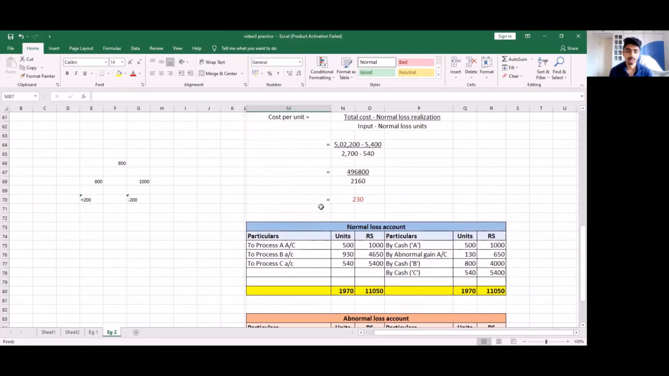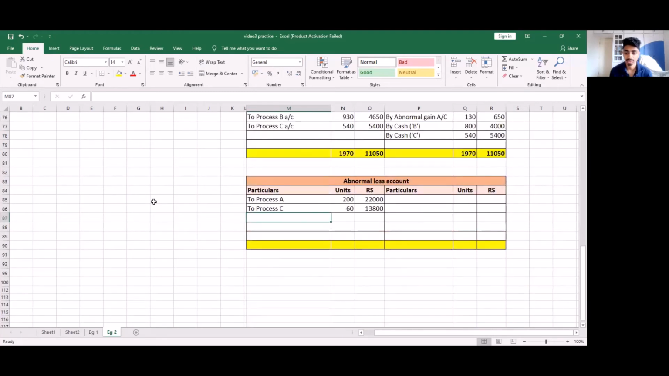Now, it is important to understand that in case of an abnormal loss, even these extra 200 units will realize a scrap value. So our normal loss of 800 realizes a scrap value, and we assume that even these 200 units of abnormal loss will realize a scrap value unless mentioned otherwise. So here we are going to mention by cash 200 units of abnormal loss from our process A and the scrap value of rupees 2 for process A.